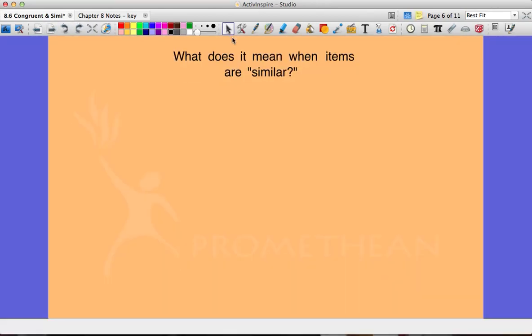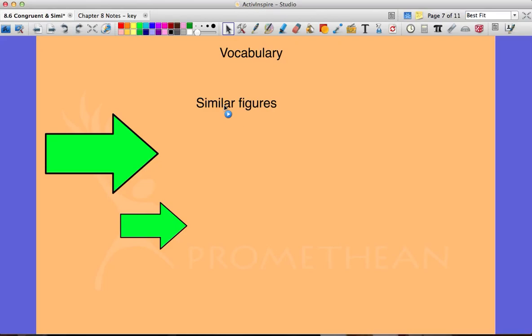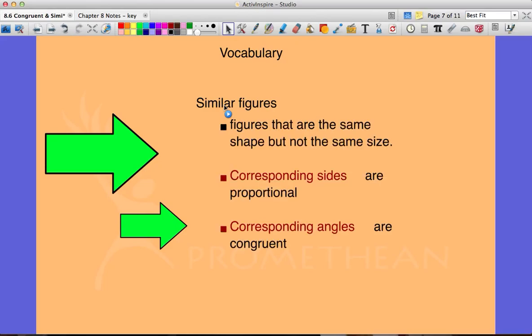Alright, so when we talk about similar, similar is different from congruent because if I say that you are wearing something similar to your friend, it could mean that you're both wearing the same color or the same brand. It doesn't necessarily mean you're wearing the exact same thing. So we'll take a look at similar figures. Similar figures are figures that are the same shape, but not the same size. So these are both arrows, but they're not the same size.